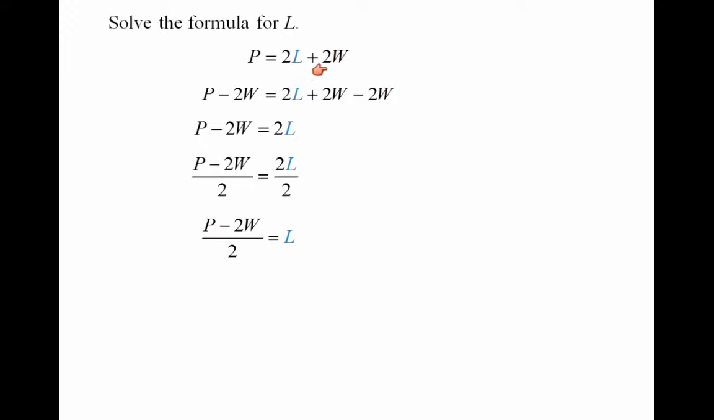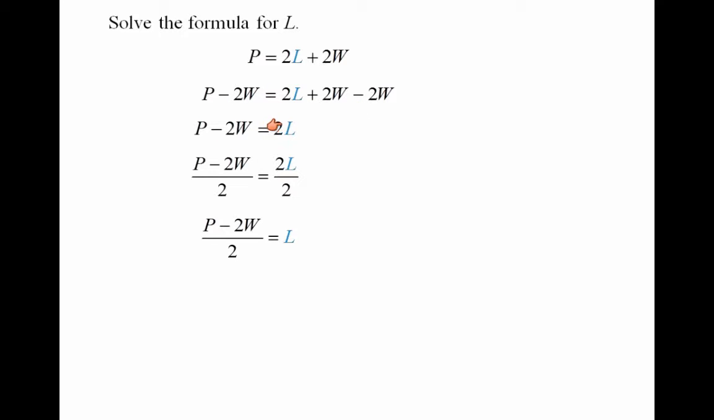Solve the formula for L. Here we have a formula in terms of P, L, and W. You notice that we show L in color, that's what we're solving for. So I need to eliminate all the other variables. In this case, I have to eliminate 2W. To do so, I need to subtract 2W from both sides of the equation.